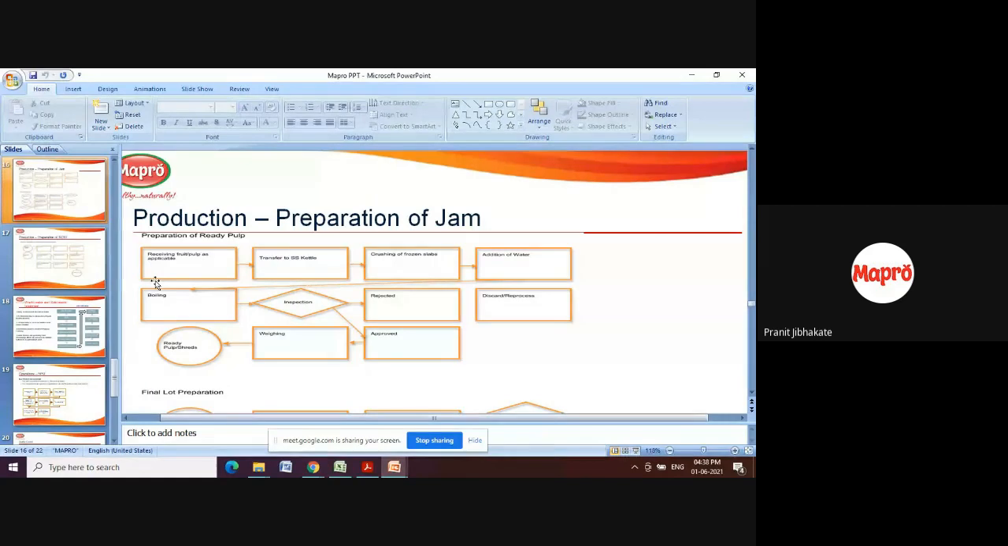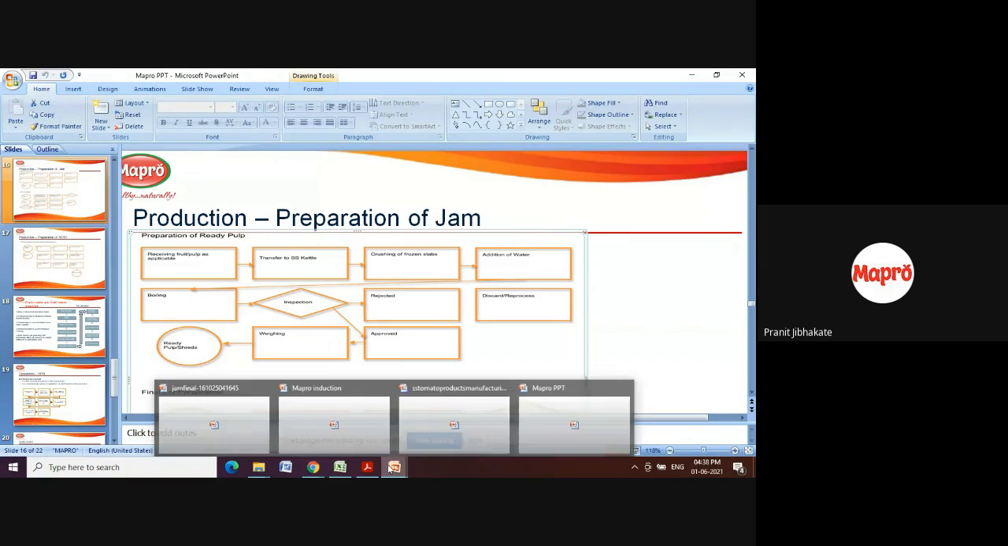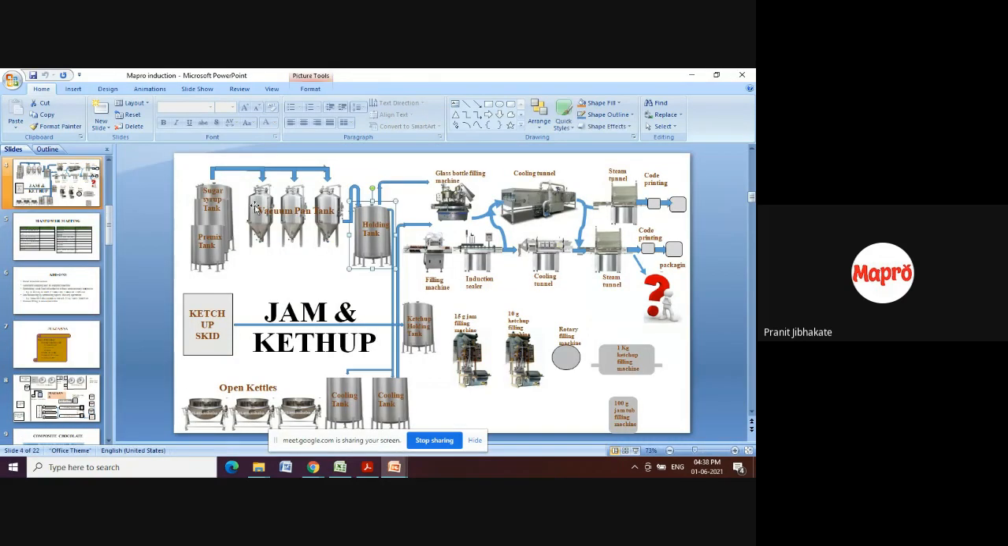Okay, so preparation of jam. Consider this as your production line. Syrup from the sugar syrup line comes here into the sugar syrup holding tank. Then this is the premix tank. Pulp from the pulping line is transferred here. Then as per the recipe, a known amount of sugar syrup is taken into this premix tank. So pulp and sugar syrup both get mixed in the known amounts as per the recipe.